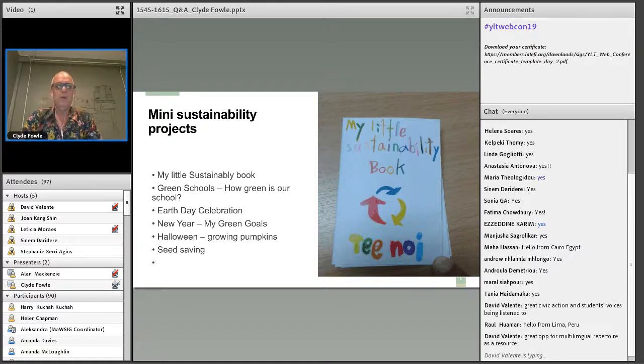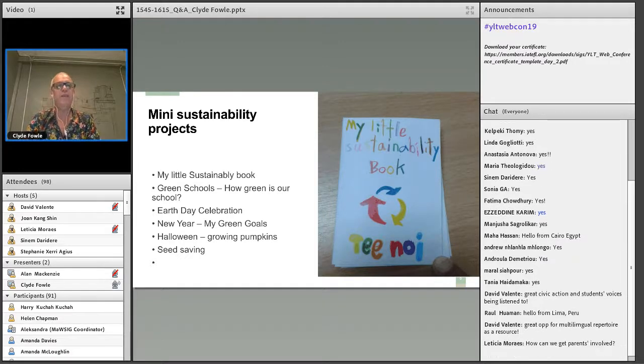One of the things I mainly did with sustainability is mini project-based learning. In the first term with my students, I introduced them to basic concepts of sustainability and green issues and environmental issues. So recycling, saying no to plastic bags, that kind of thing. And then to review this, they made mini My Little Sustainability books. So that was a good activity that they did.